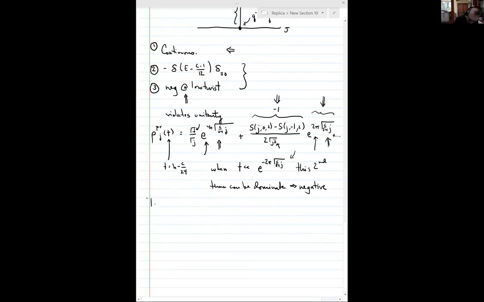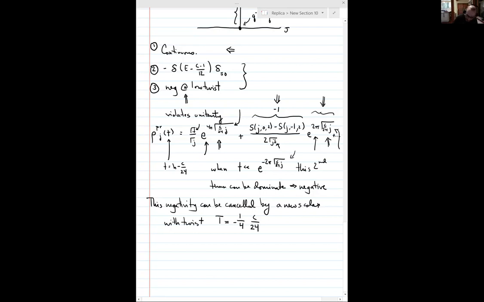But what is the upshot? Is that this negativity can be canceled by the addition of a new state with twist that is such that when you plug it into this formula here, it's going to cancel this negativity up here.